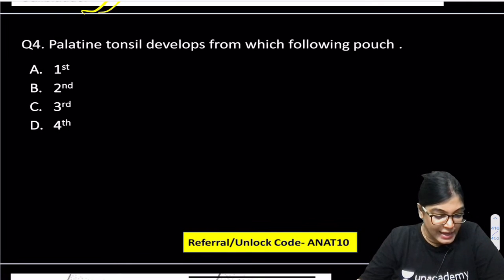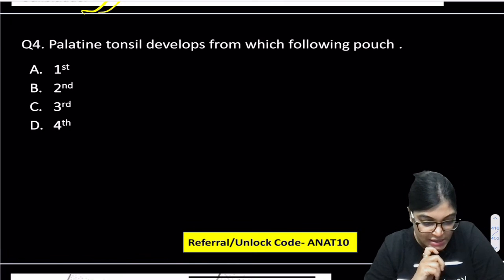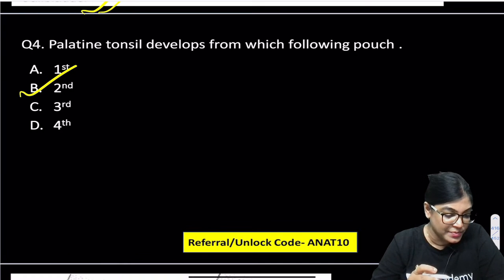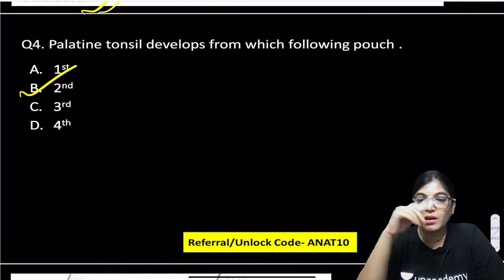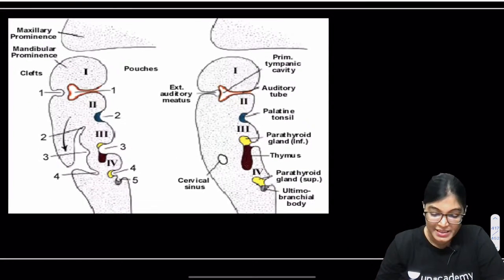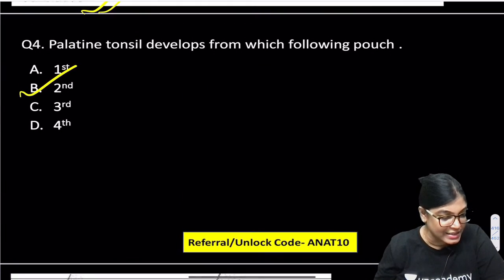Okay, so the fourth answer is C. Okay, I'm getting C and B. So B and C both I'm getting. Which is the correct one? Palatine tonsil is from the second or third. Third se kya hota hai? Thymus hota hai na? See here. Slightly confused you are. So it is from the second.